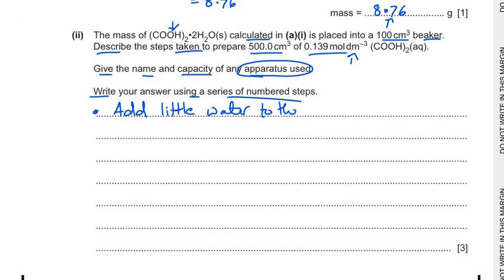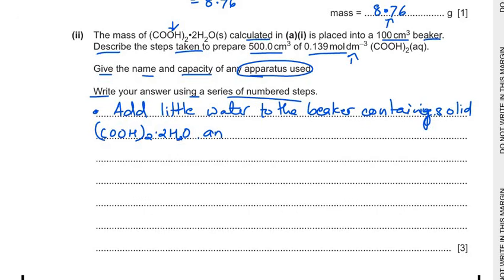to the beaker containing the solid COOH, that is ethanedioic acid, hydrated molecules of that, in the beaker. So what we are doing is adding a little water to the beaker which contains this solid and dissolving it. We can stir it to dissolve it.